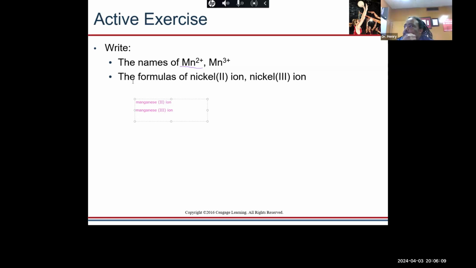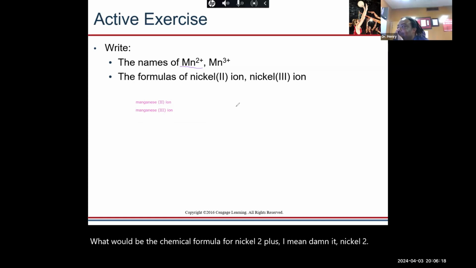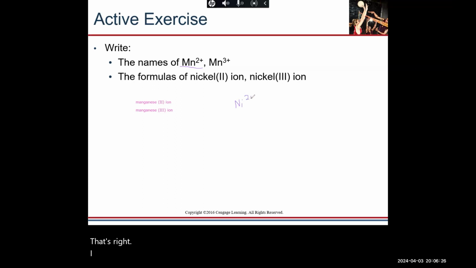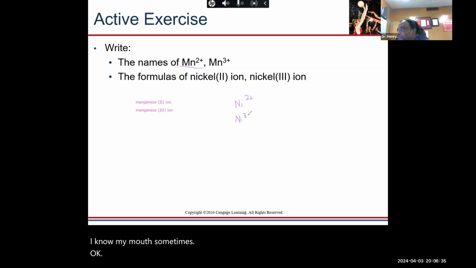What would be the chemical formula for nickel 2 plus? I mean, nickel 2 plus. That's right. You gave it away. I know, my mouth sometimes. And nickel 3 would be Ni 3 plus. Okay. Good job.